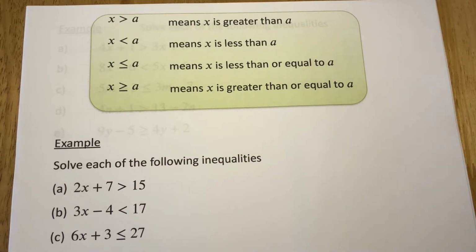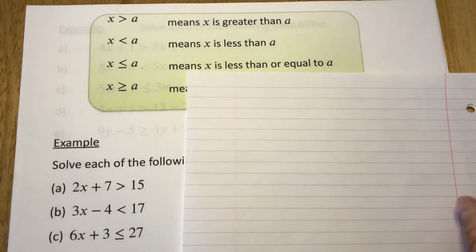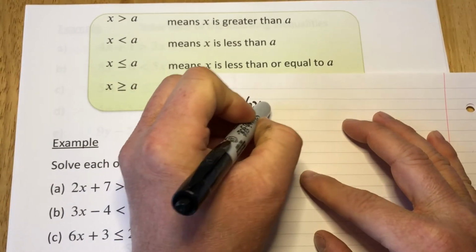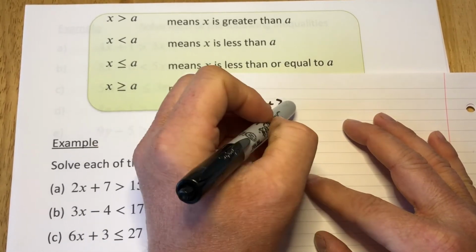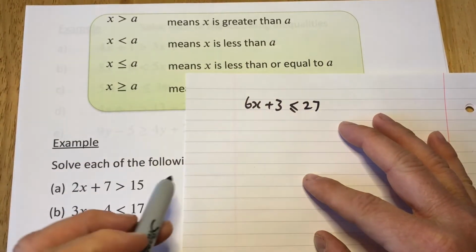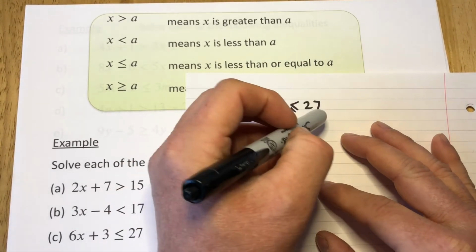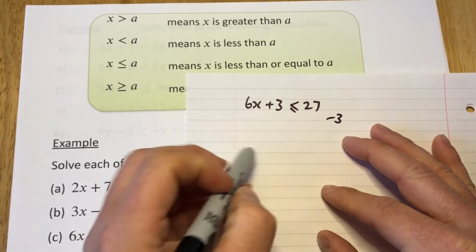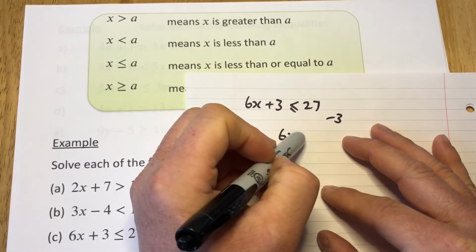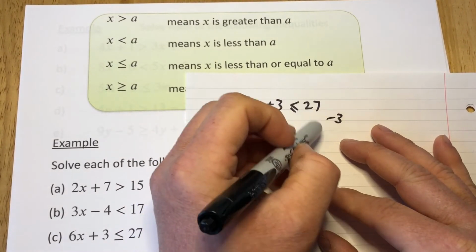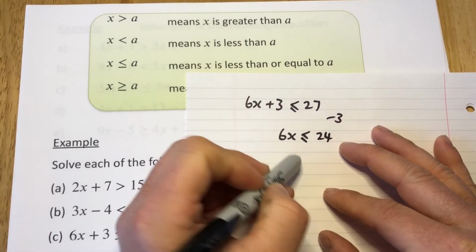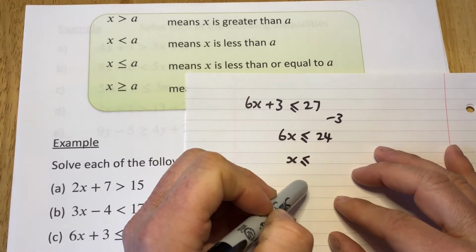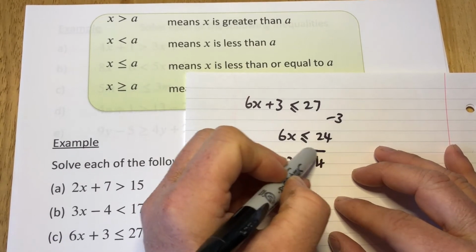As for the third one we have that 6x plus 3 is less than or equal to 27. Same format. Take the 3 across to the other side, becomes a take 3. So we have 6x is less than or equal to, take the 3 off there, 24. Go through your 6 times table, where x is less than or equal to 4.